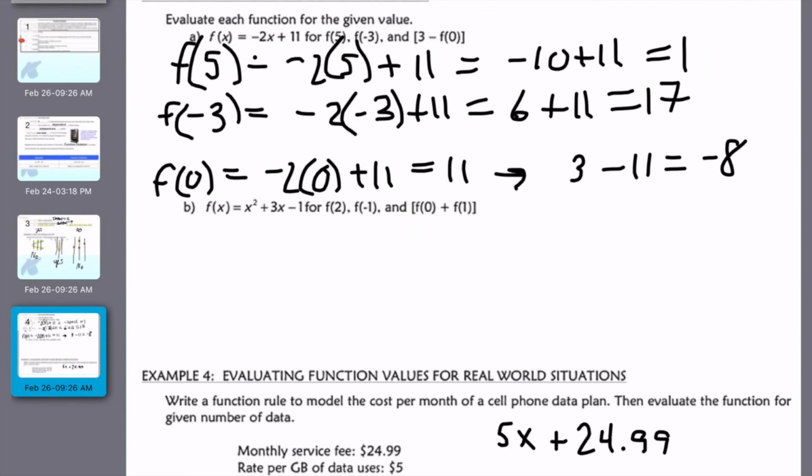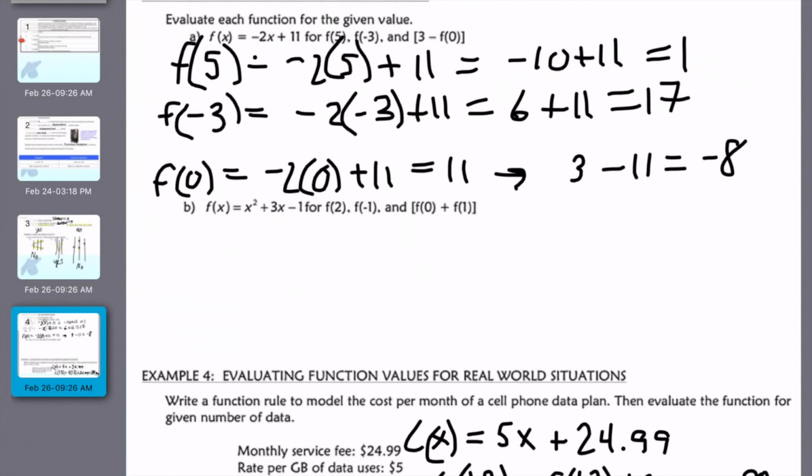So I can make my cost, I can make it C of x equals 5 times the number of gigabytes plus $24.99. Okay? Now, all I need to do is, if I were to try to do C of 13 to try to figure out how much money I would use, I would plug in 13 for x plus $24.99. And I would ultimately find that it's going to be $89.99.